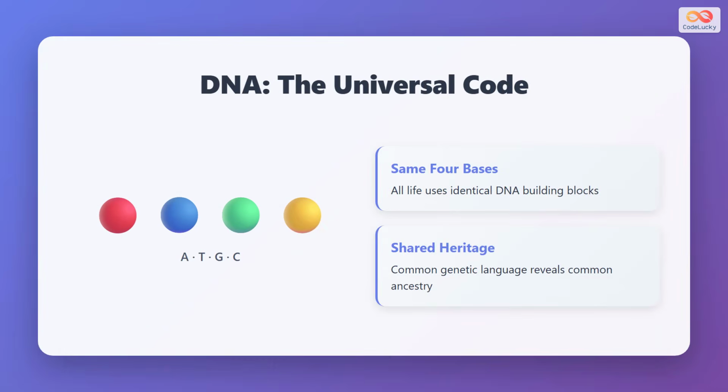One of the most striking pieces of evidence for evolution is that all life on Earth uses the exact same genetic code. Every living organism, from bacteria to plants to animals, uses the same 4 DNA bases: adenine, thymine, guanine, and cytosine. This universal genetic language strongly suggests that all life descended from a common ancestor. If different forms of life had separate origins, we would expect them to use different genetic systems. But instead, all organisms share this fundamental molecular machinery, pointing to a shared evolutionary heritage that connects every living thing on our planet.